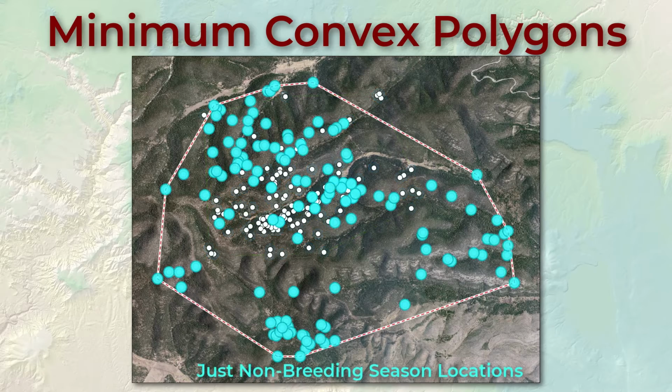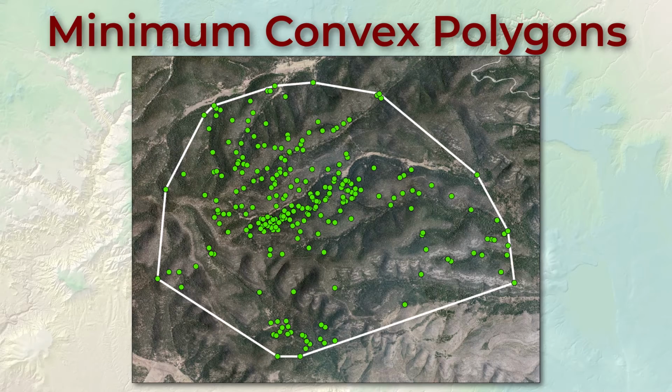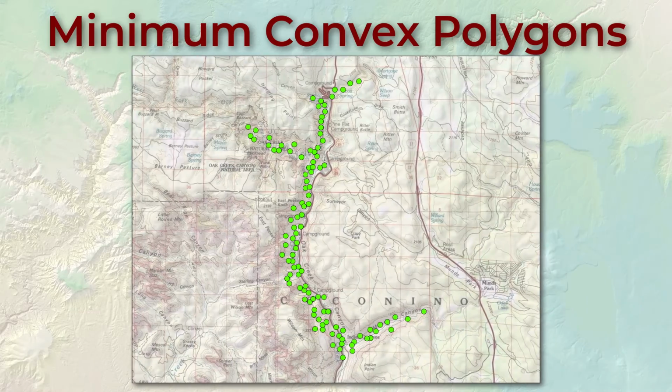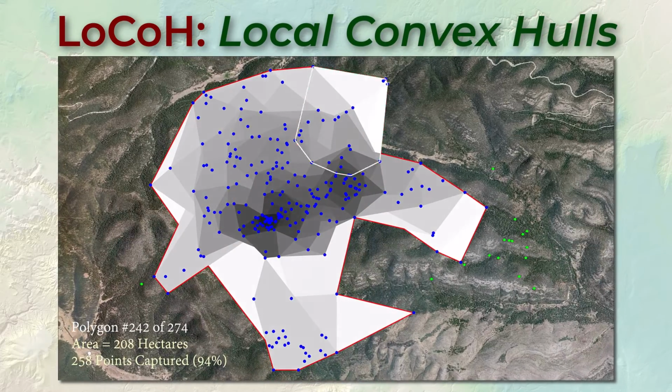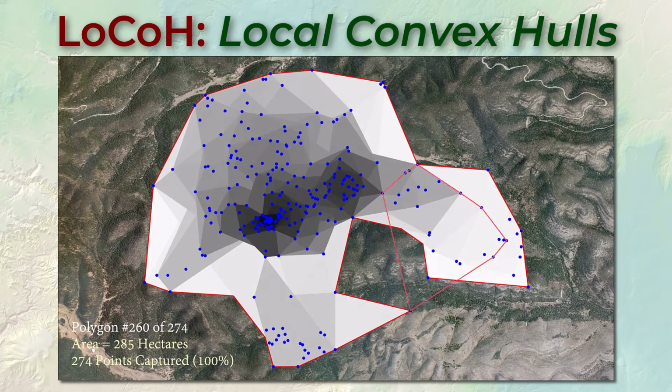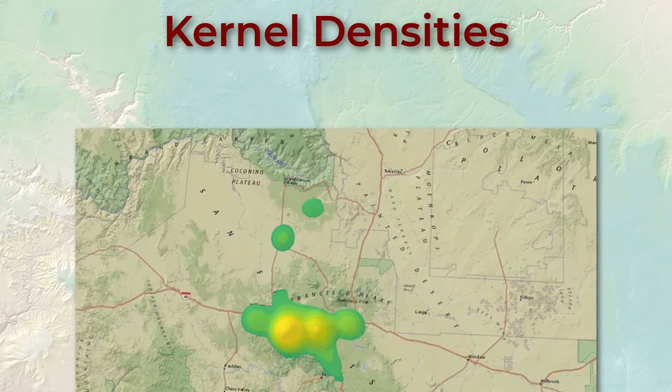MCPs are a great way to guarantee that you get all the land an animal uses, but it has some downsides in that it often gets more area than an animal uses, and it doesn't distinguish between marginal habitat and great habitat. So we took a quick look at a variation on the minimum convex polygons called the local convex hull approach that helps overcome some of these limitations. And now let's move on to our last topic, kernel densities.